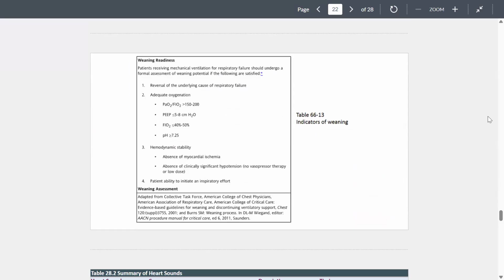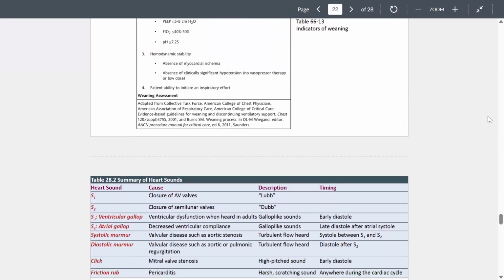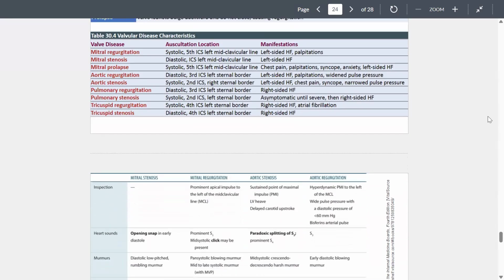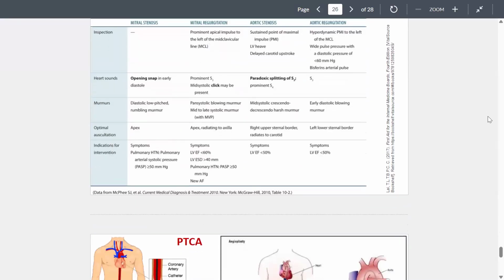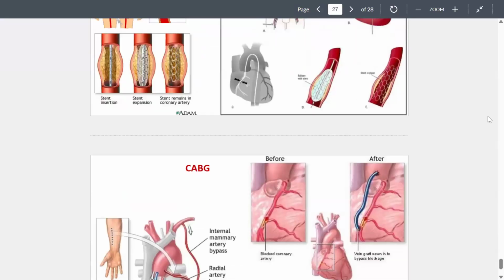I think we have to cover sepsis. Maybe we did not go over in class the different types of shock, right?